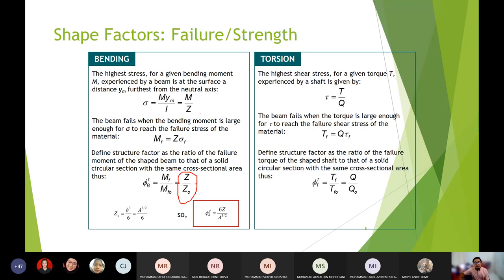And we define the structure factor as the ratio of the failure torque of the shaped shaft to that of a solid circular section with the same cross-section area. So the torque at failure T F over T F naught equals Q over Q naught. And Q over Q naught is defined by B cube over 6, or A cube square root over 6, and so the value is actually 4.8 Q over the square root of A cubed.